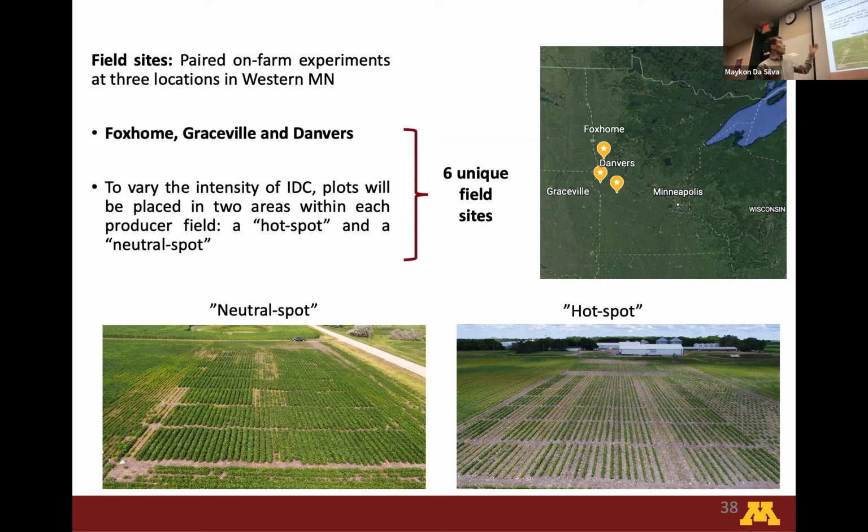In addition, to vary the intensity of IDC, this experiment will be planted in 2 areas within each producer field, which we'll call site. So one site will be planted in a hotspot part in the field, which is an area where IDC is severe. And the other site will be planted in a neutral spot part in the field, which is a more representative part of the farm, where there could be some IDC, but where IDC is not as severe as in the hotspot. So therefore, in total, we'll have 6 unique field sites.